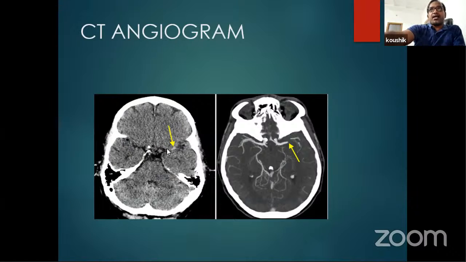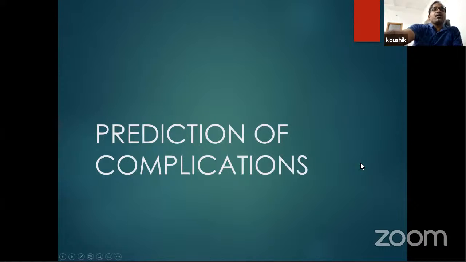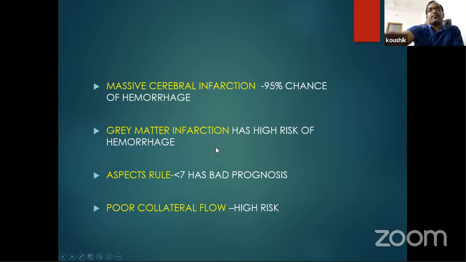Why do you have that dense MCA sign? Because we have a hyperacute or acute thrombus in the vessel, which gives an increased density. Then on CT or other imaging, we can predict the complications of the infarct. If we have a large cerebral infarct, there is a 95% chance of hemorrhagic transformation.